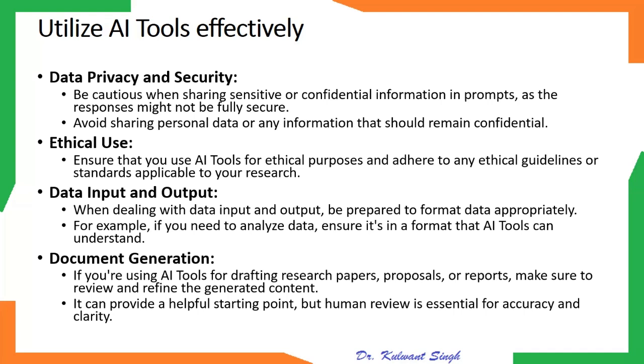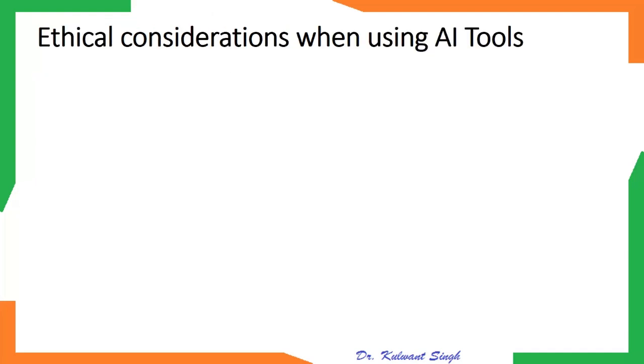AI tool can provide a helpful starting point, but human review is essential for the accuracy and the clarity. It means use AI tools just for assistance purpose. Review carefully. If you feel that the information generated by AI tool is accurate and suitable for my document, then you should use. Next is, what are the ethical considerations when we start using the AI tools?